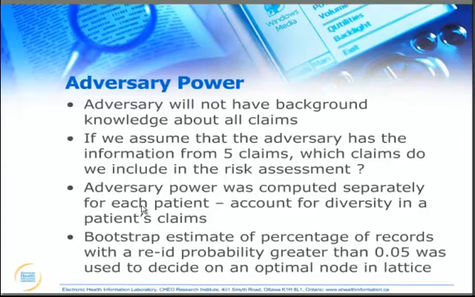Patients with a high diversity are much more difficult for an adversary to know a lot about, because knowing one claim doesn't help you predict many of the other claims. So we took that into account in determining the adversary power. Adversary power really was a function of the patient. It was not constant across patients, but each patient would have a different adversary power, and this allowed us to customize the risk assessment to the specific characteristics of the patient.